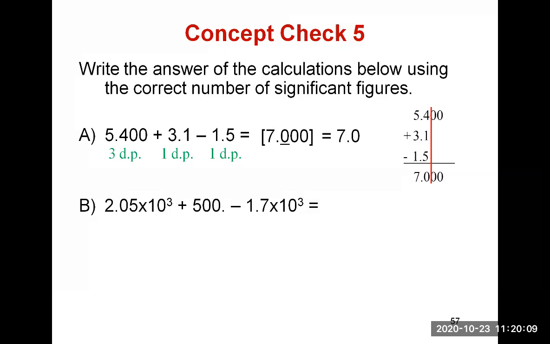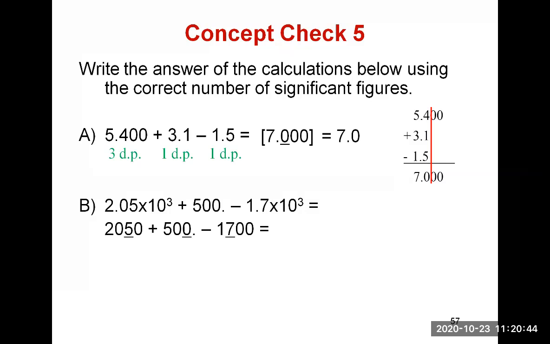So we have a number in scientific notation. It would be best to write this number in regular notation to be able to compare with the 500, and then the 1.7 times 10 to the third, same. We need to change that into regular notation. So 2.05 times 10 to the third is 2050. 500 minus 1700.